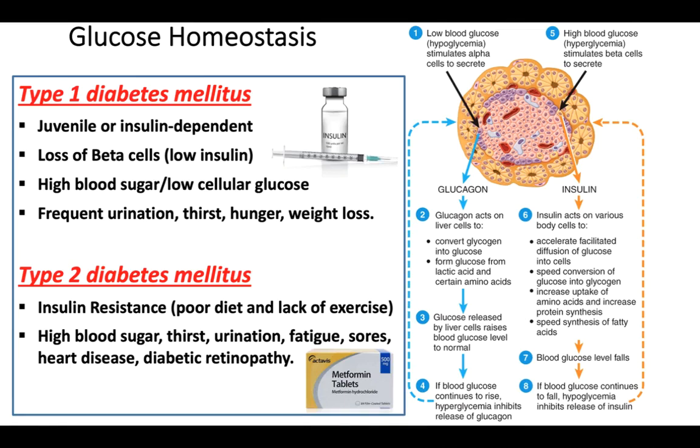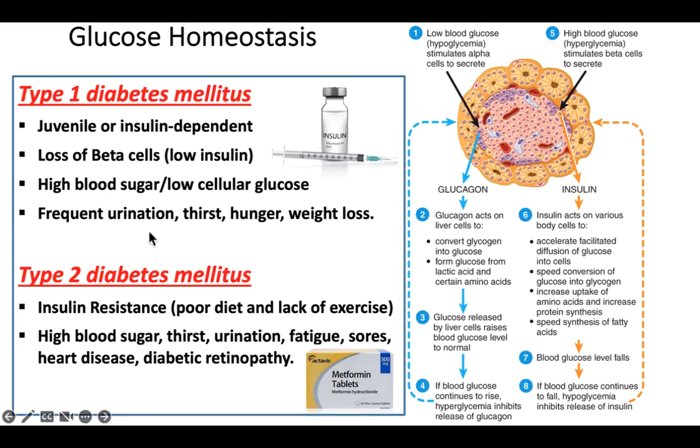So they'll start to burn more fat. The problem with burning too much fat for energy is you form these acidic byproducts called ketones. So you could develop what's called ketoacidosis. Your blood can become acidic from these ketones.